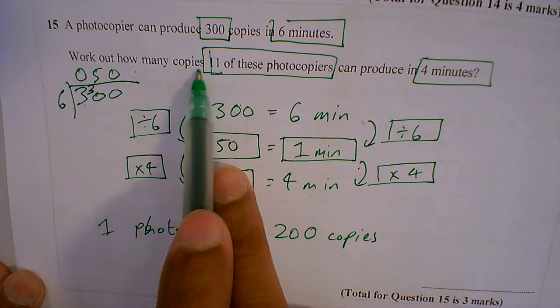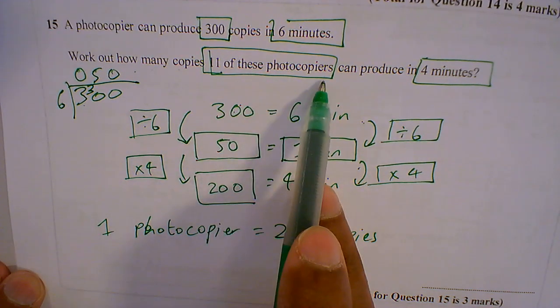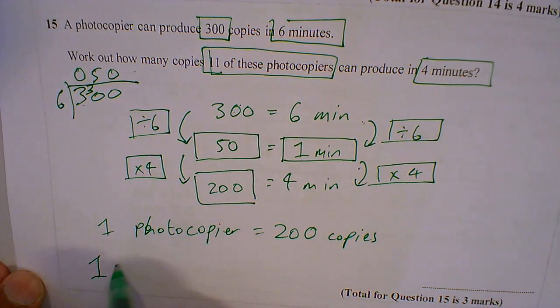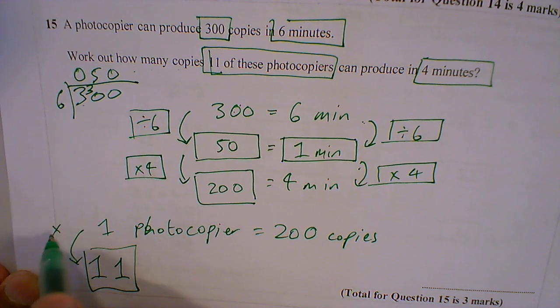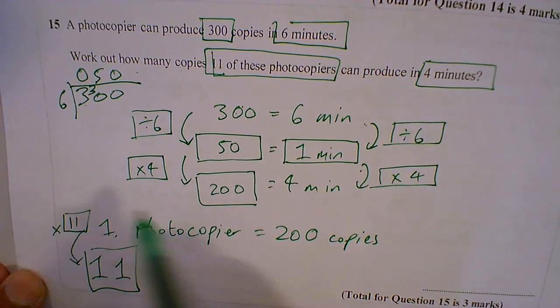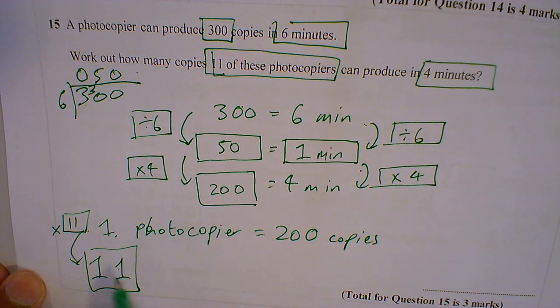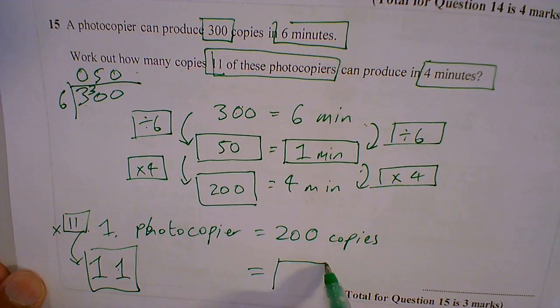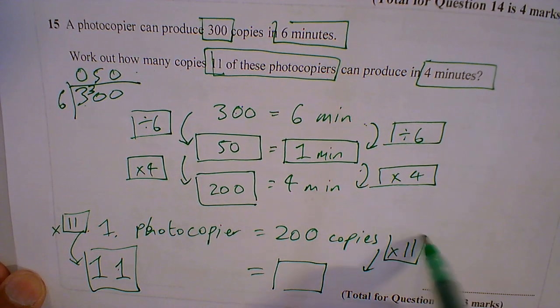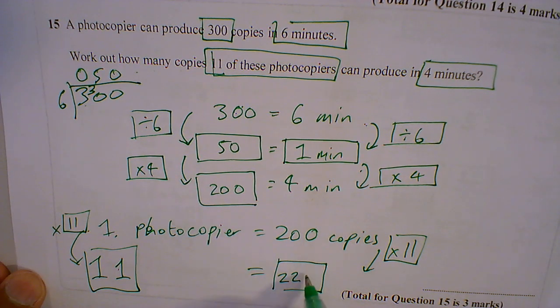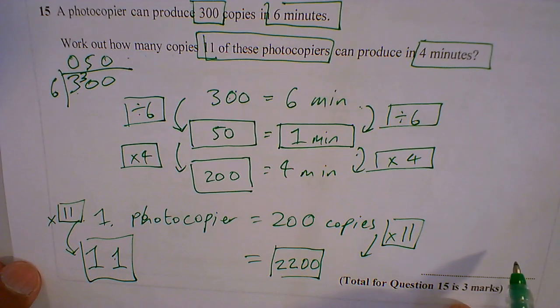Work out how many copies 11 of these photocopiers. So now I'm going to 11 photocopiers. I'm going from 1 to 11, so I'm multiplying by 11. 1 times 11 is 11. So I do the same thing here. I'm going to be multiplying by 11. 2 times 11 is 22. Then I add the 2 zeros.